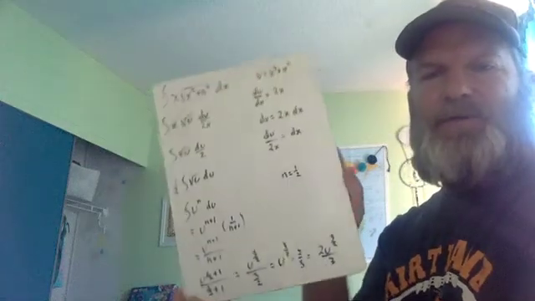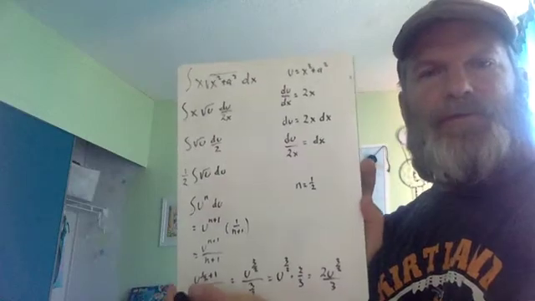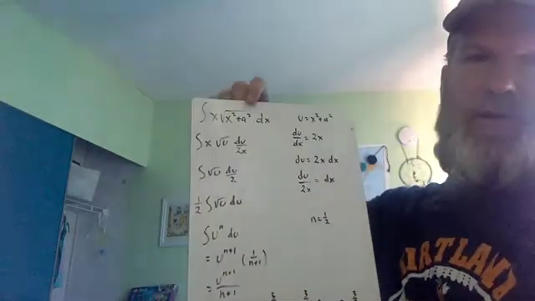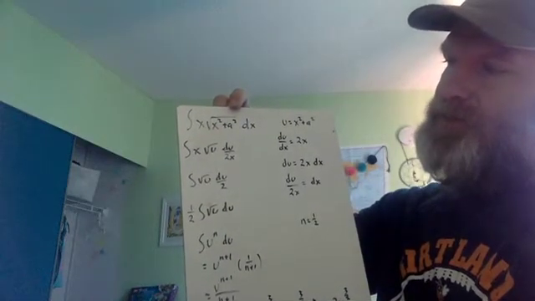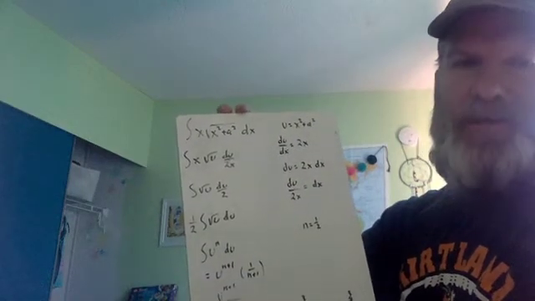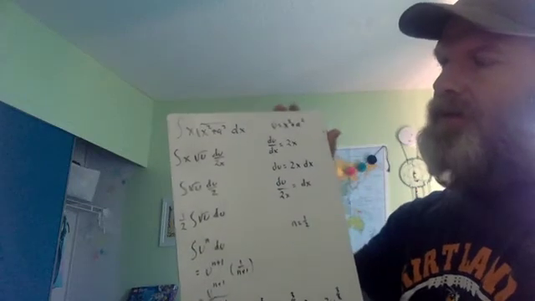Time for some calculus integration. We're going to do some integrals here. The student asked me to solve this problem right here: x times the square root of x squared plus a squared. I think they gave me a letter that wasn't a, some Greek letter that kind of looked like an a to me, so I'm just using an a.